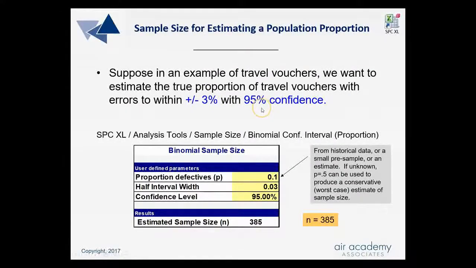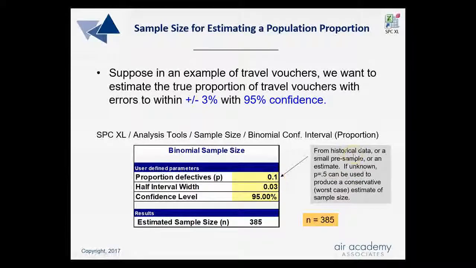with 95% confidence. Now we're going to go to the analysis tool, sample size, just like we did before, but in the case of proportion, we're going to use the binomial confidence interval proportion option. We still have the same interval width. The only point here is if we want a 3% margin of error, that is specified as 0.03 because we're looking at proportions here. 3% is 0.03. The confidence level is still given in terms of percent, and then we have to specify the proportion of defectives, or in this case the proportion of vouchers having errors. And we can get this from historical data or a pre-sample.